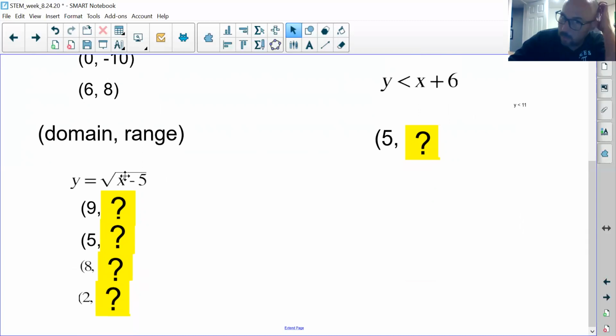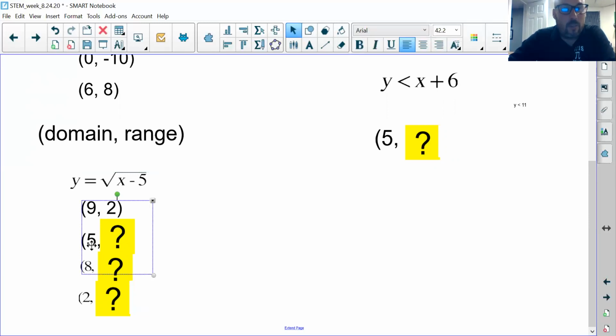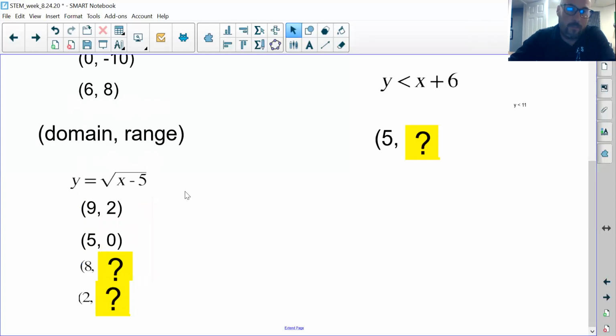Here's another example of a popular function, the square root of x minus 5. So this equation relates x to y, relates the domain to the range in such a way that no matter what x value you put in here, you are going to get one y value only. For example, 9. If you plug in 9 for x, 9 minus 5 is 4. The square root of 4 is 2. You're always going to get 2 if you plug in 9. So that makes it a function. If you plug in 5 into x, 5 minus 5 is 0. The square root of 0 is 0.